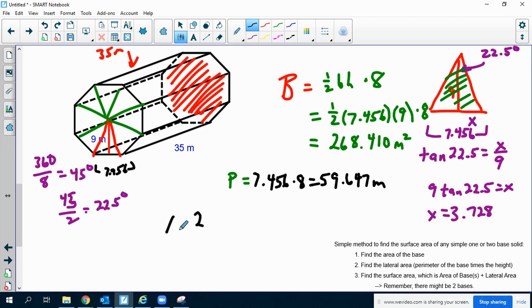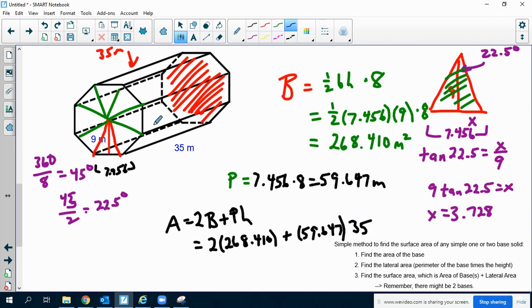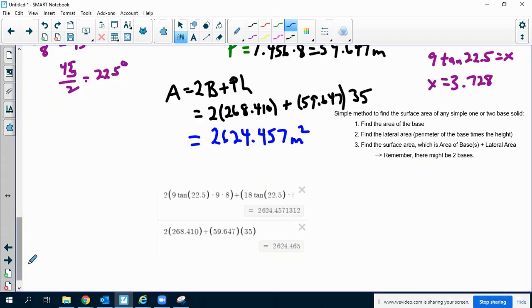So the area is 2b plus ph. So 2 times the 268.410 plus perimeter of the base, which is 59.647 times the height, which is 35, because if I stuck this octagon on the ground, the height would end up being 35. When I add all these things together, I get 2,624.457 meters squared. And I typed this into the calculator exactly, and that's what I got.